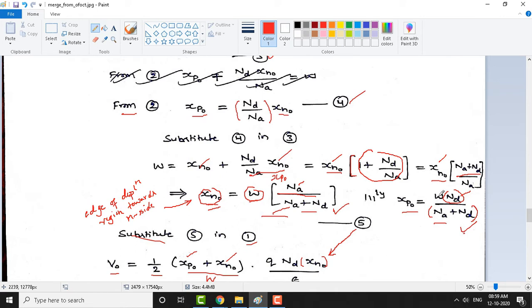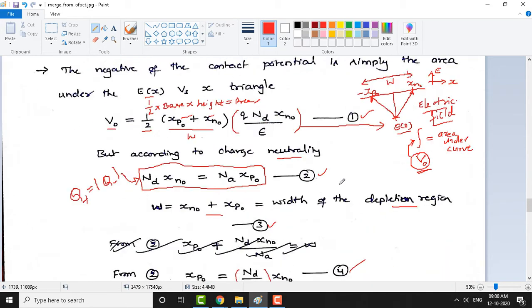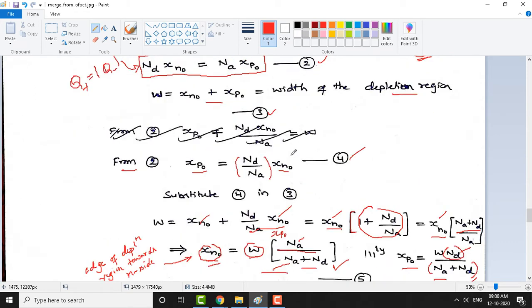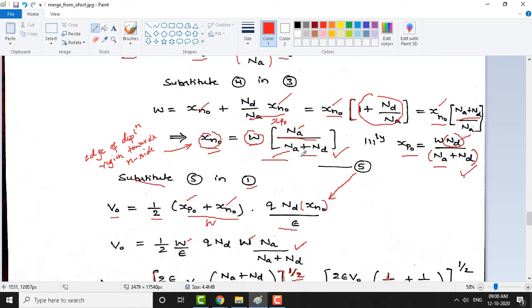Xp naught equals W times, wherever there is Na you can substitute Nd, and the denominator term remains as it is, Na plus Nd. So now we have two equations, one for xn naught, other for xp naught, and you can also observe here xn naught depends on Na, xp naught depends on Nd, as well as both Na plus Nd and also total depletion width. So this equation can be substituted in the built-in potential equation, which we have already seen in equation 1. This is the built-in potential equation, and we can obtain an alternative equation for the built-in potential.